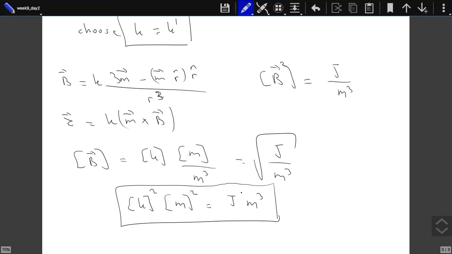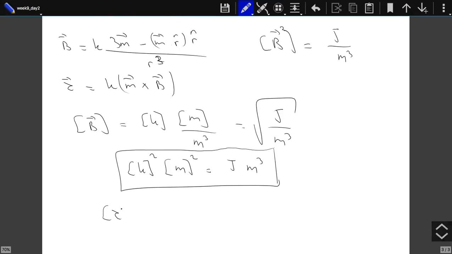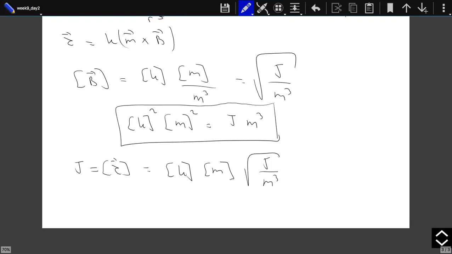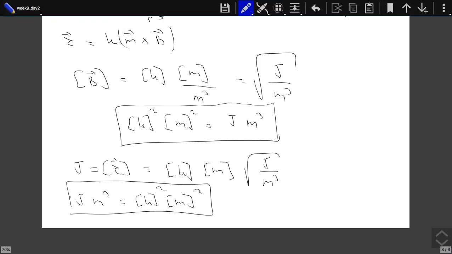K squared M. Now let's look at the torque equation. What's the unit of torque? Newton meter, which is joule. At the same time, it is equal to the unit of K, unit of M, times the unit of B, which is joules per meter cube. Does this give a different equation? So let's just take the square of both sides: joule meter cube, K times M, K squared M squared. They're both consistent with each other.